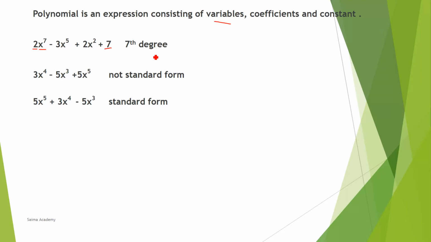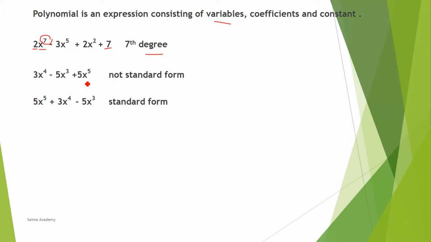And then we will discuss the degree. So this is the question. 2x exponent 7, negative 3x power 5, positive 2x square, positive 7. So this is called the seventh degree polynomial. How do we say? First of all, you have to see the highest exponent. So this is square, this is 5, this is 7. So this is the highest exponent. Based on the highest exponent, you have to say the degree. So this is the seventh degree, right?